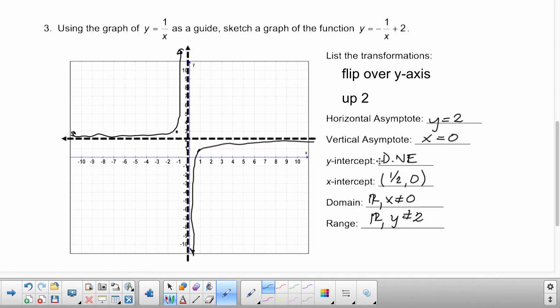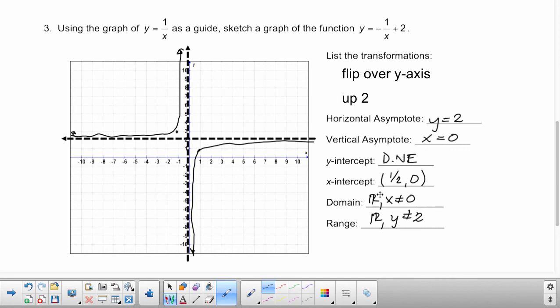Our y-intercept does not exist since we still have that vertical asymptote on the y-axis. Our x-intercept, though, does exist. Remember, we find this by plugging in that y equals 0 back into our function and solving for what x that gives us. Make sure that you're practicing this and actually doing the work off to the side. Double check that you know how to get this number. Our x-intercept in this case is 1/2, 0.